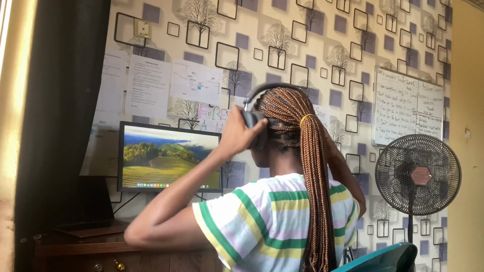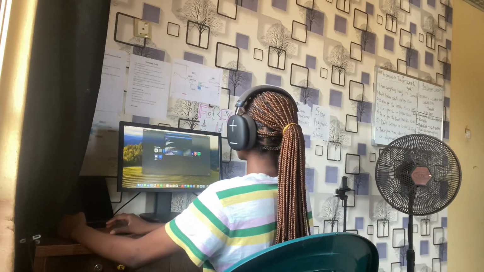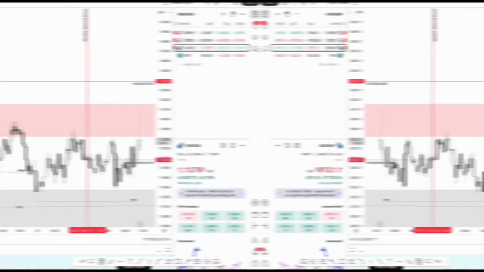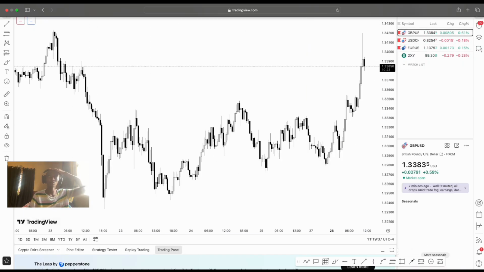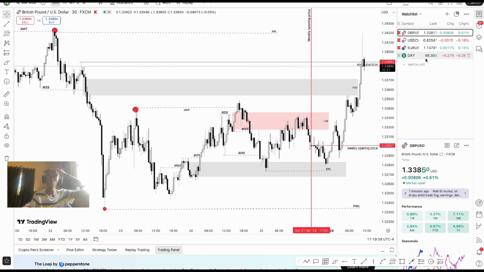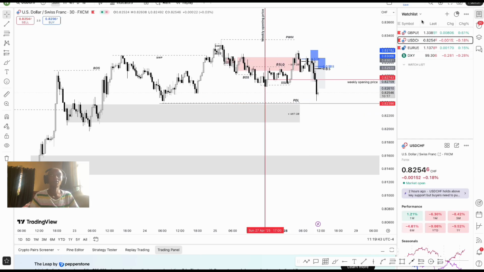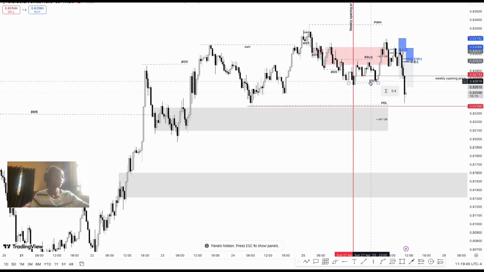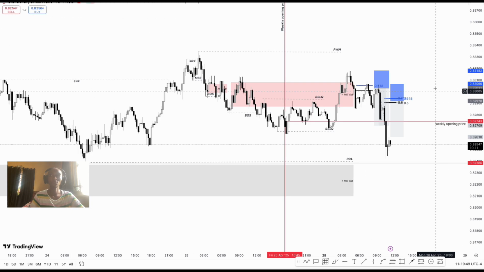Alright, peace. I just got back and I just finished having my shower, so let's just jump into the chart. Alright guys, we're in the chart right now and let's check USDCHF. Oh my god guys, okay, so this was literally the trade right here.